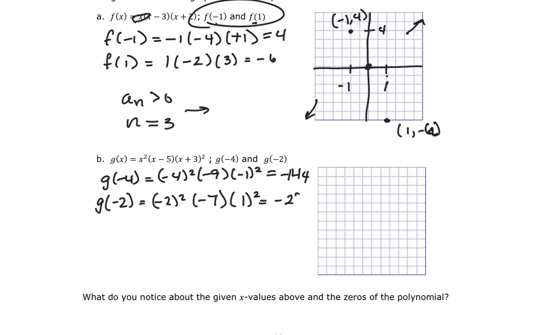This is negative 28. So what I know, obviously I'm not going to draw this to scale. I'm going to come over here and let's assume this is negative 2 and let's assume this is negative 4. So when I put a negative 4, I'm way down here at negative 4, negative 144. And then I have a negative 2 and I get negative 28. Because my outputs are both negative, I have no idea whether or not I actually have a 0 between these two.